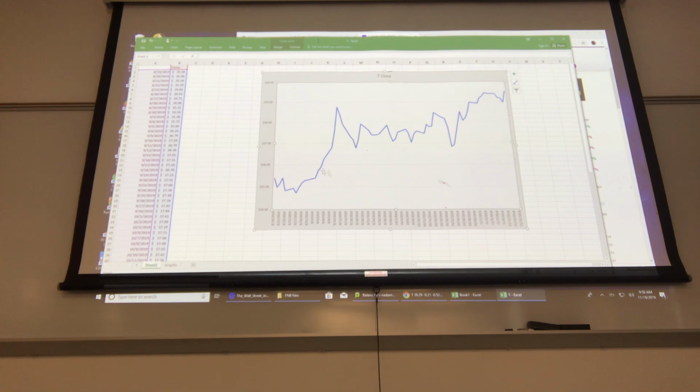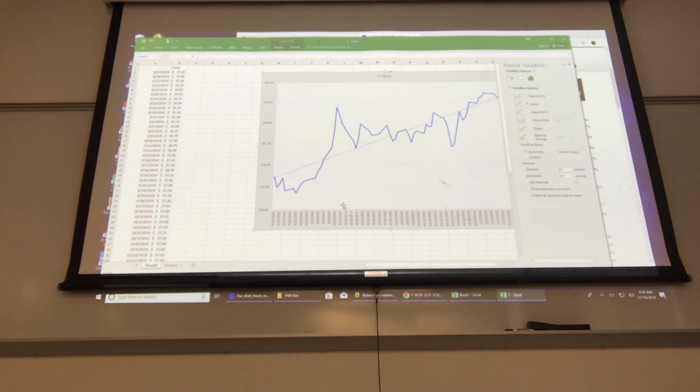Second, I would like you to click at your data. And if you click at your data, I want you to right click. If you right click, you can put a trend line for that particular graph.